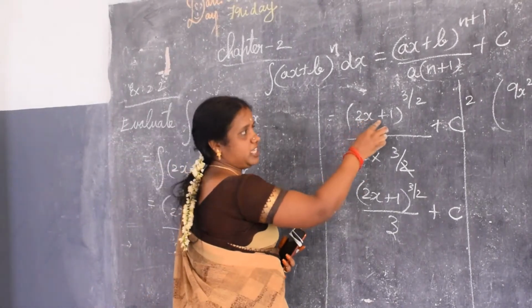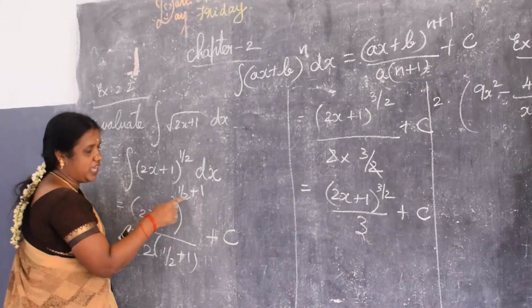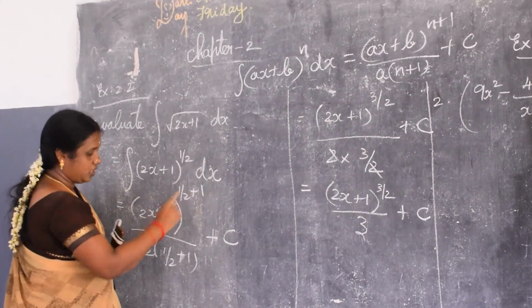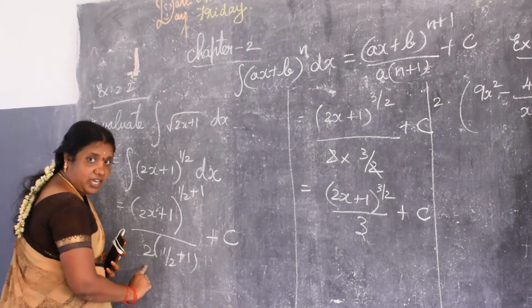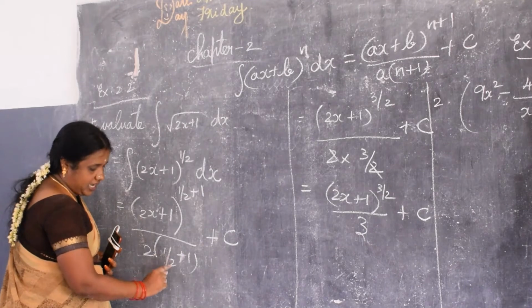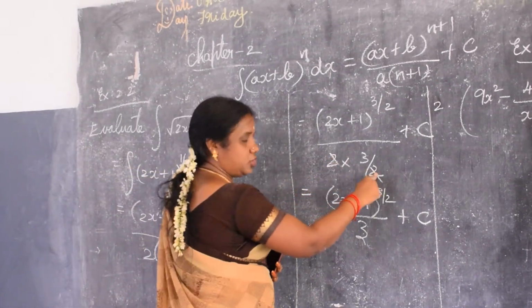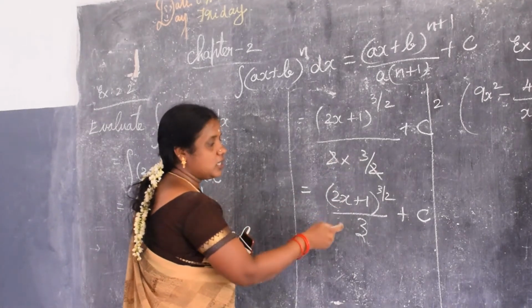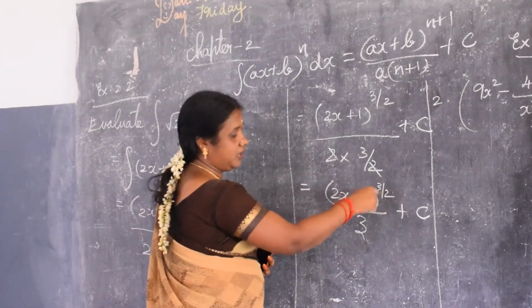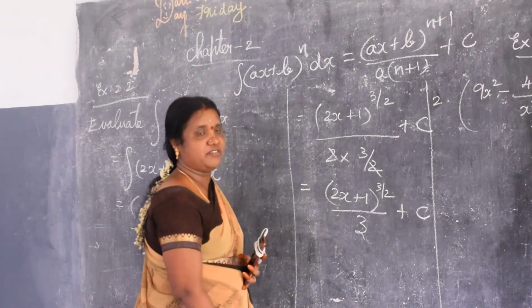See here. In 2x plus 1 whole power, our n is 1 by 2. So n plus 1 is 3 by 2, divided by a into n plus 1. Here our a is 2. So 2 into 1 by 2 plus 1 is 3 by 2. Here I am cancelling 2, so our remaining is 3. So 2x plus 1 whole power 3 by 2 by 3. Plus you have to introduce the constant here, plus c. Have you understood?